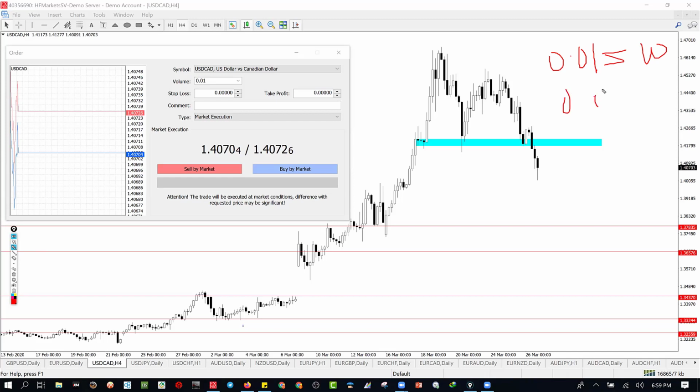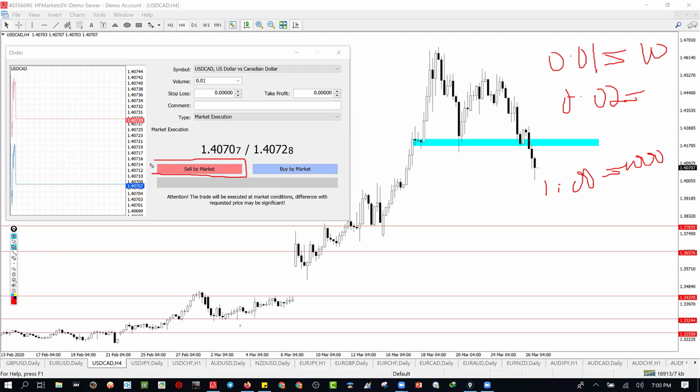No, 0.02 simply means maybe $20, 20 euro, and then 1.00 means 1,000. That is on a standard lot account. So you execute your order. If you want to sell, you press this red button right here. This red button is the sell. If you want to buy, this button right here is the buy. So you buy up, you press this button. If you want to sell down, you press this button right here.